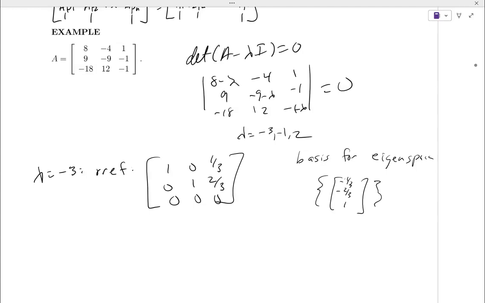If you don't like the fractions, what could you use instead? Yeah, I can multiply everything by 3, right? Any scalar multiple also works. So if you don't like the fractions, multiply everything by 3. Use -1, -2, 3 as your vector. Which I'll probably use that anyway for the matrix P. Because if you're going to do computations, you might want to get rid of the fractions.